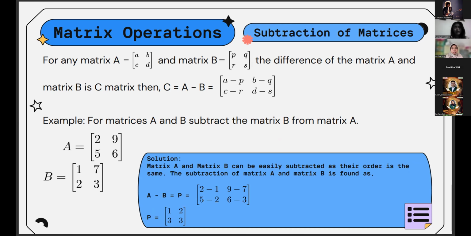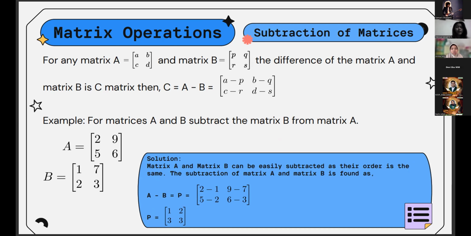For example, the same here. For matrix A as [A, B, C, D] and matrix B as [P, Q, R, S], the difference of matrix A and matrix B is matrix C. Then C equals A minus B, which is A minus P, B minus Q, C minus R, and D minus S.